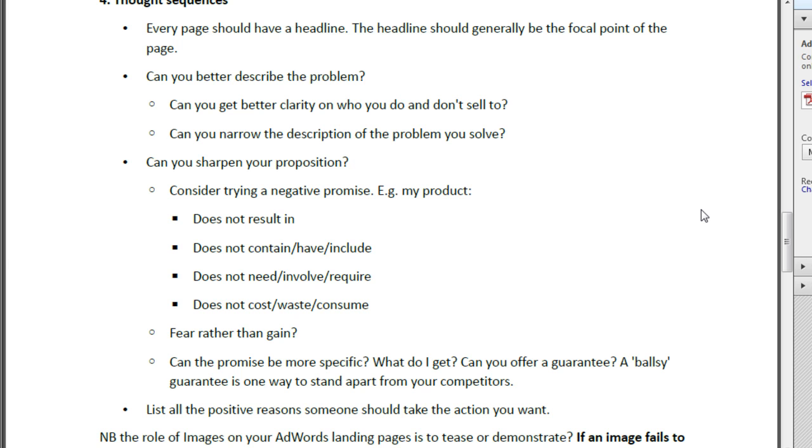One of the things that you can consider trying is a negative promise. So you say something along the lines of, my product does not result in, does not contain, does not need, involve, or require, or my product does not cost this, it does not waste this, it does not consume this. And that can be a great way of positioning your proposition relative to other alternatives on the market.